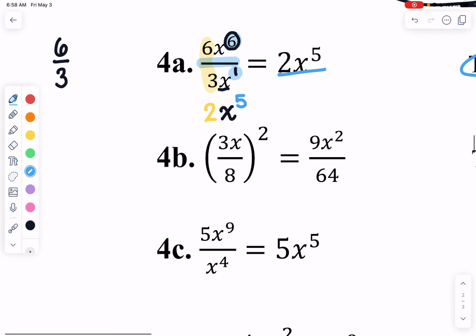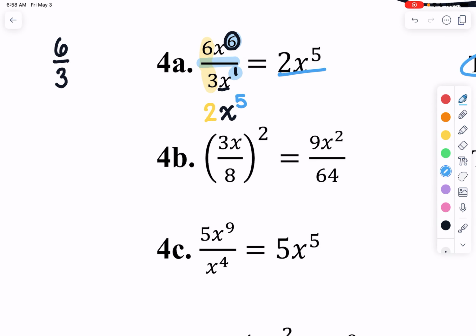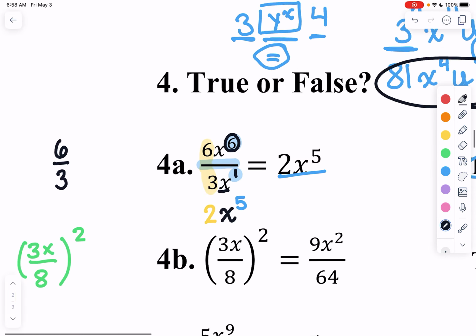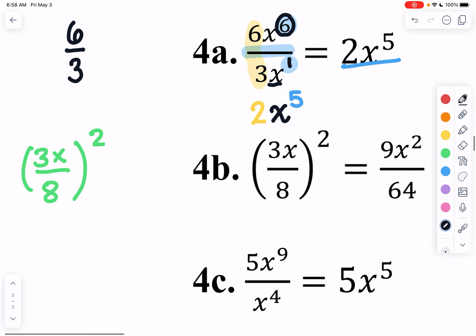All right, I'm going to write this one off to the side, so this needs to get out of my way so that we have a little bit more room. 3x over 8 all to the power of 2. Okay, so this is just like number 3, where first everything on the inside needs an exponent. So the 3 has an invisible 1, the x has an invisible 1, and the 8 has an invisible 1. Step 2, I am going to distribute my exponent on the outside, so multiply all of my exponents on the inside by 2.